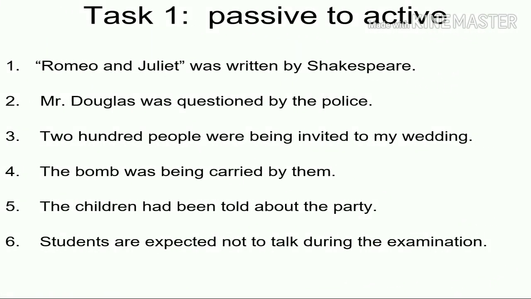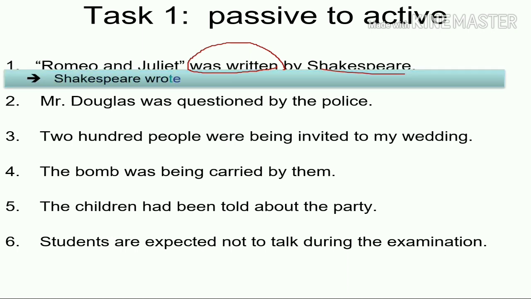Guys, passive to active. Romeo and Juliet was written by Shakespeare. So who is the subject? Shakespeare. And where is the verb? The verb, right, in the past. Because here we have the verb to be in the past. So, Shakespeare wrote Romeo and Juliet.